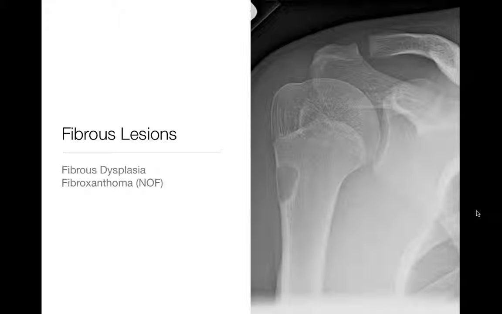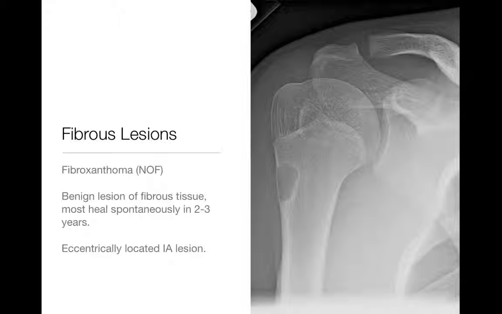All right, next up are fibrous lesions. Two lesions we're going to talk about are fibrous dysplasia and fibroxanthomas or non-ossifying fibromas. Fibroxanthomas or non-ossifying fibromas are very common. They're benign lesions. They're made up of fibrous tissue, and most of these kind of heal or go away spontaneously within 2 to 3 years.